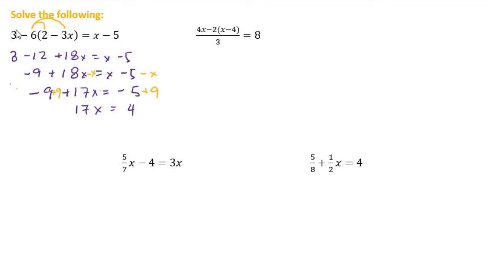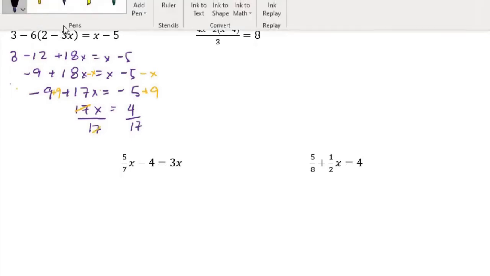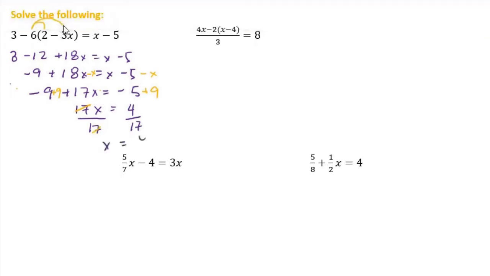And then as a final step, I need to remove the coefficient of 17 from x. 17 is being multiplied by x, so to remove it, I'm going to divide both sides by 17. This works because 17 divided by 17 is 1. So I'm left with x on the left-hand side and 4 over 17 on the right-hand side. A note about this: this is the final answer because 4 over 17 can't be reduced further, but do make sure that you reduce any fractions to their lowest form.